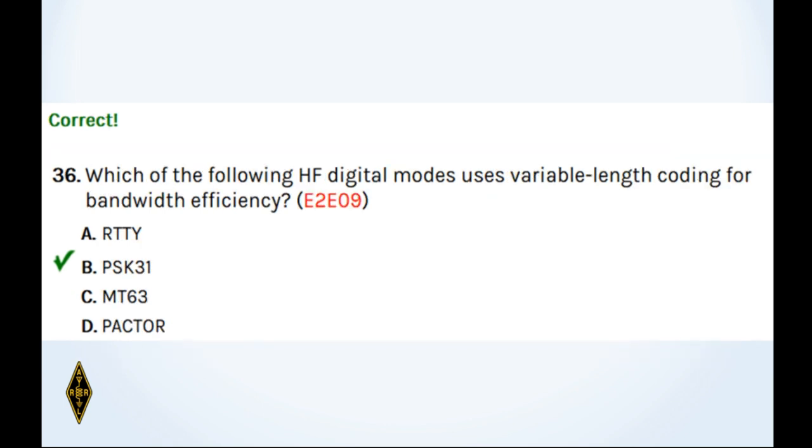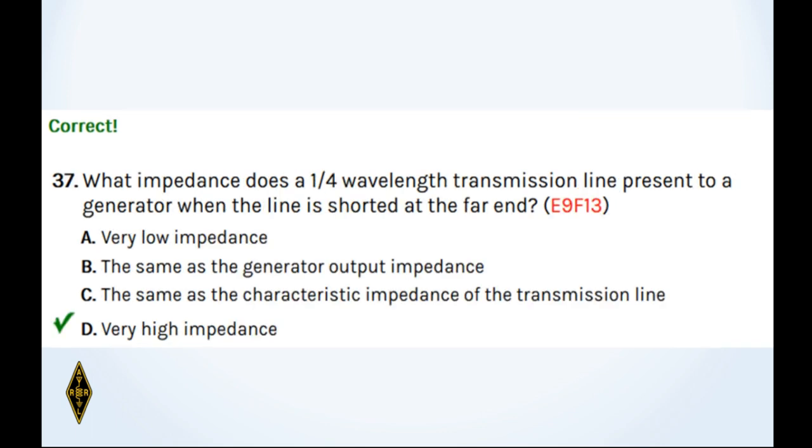And 36, which of the following digital modes uses variable length coding? The Varicode, that's PSK31, 36B. And 37, what impedance does a quarter wavelength transmission line present when the line is shorted at the far end? A quarter wavelength line is an impedance inverter. So if it's shorted at the end, it's a very high impedance at the opposite. 37D.